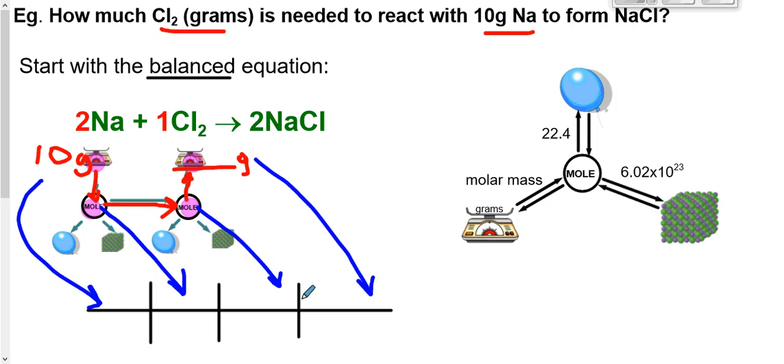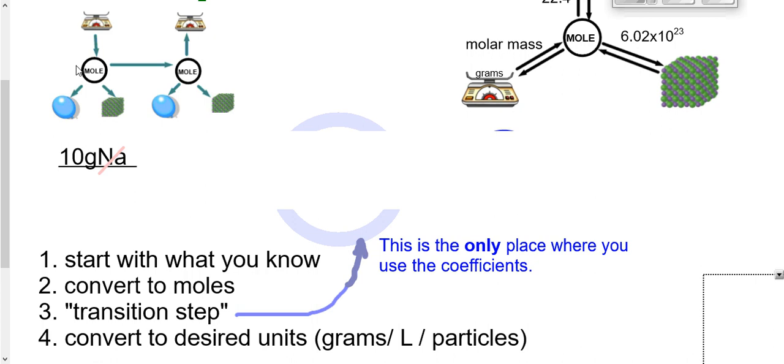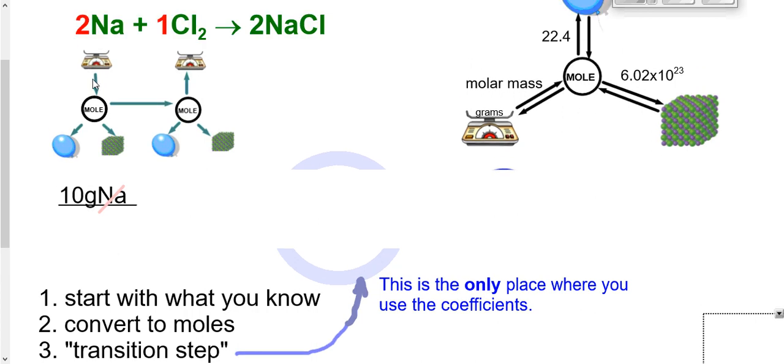Let's take a look at how this is going to look. So start with what you know. We know that we have 10 grams of sodium. That's my starting point on the line. The first part on the pathway says to change that to moles of sodium. So to get rid of the words grams of sodium on top, I write grams of sodium on the bottom. To change that into moles of sodium, I write moles of sodium on top. That's how I get from where I am to the first point I want to go to.